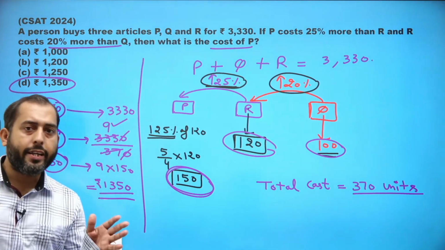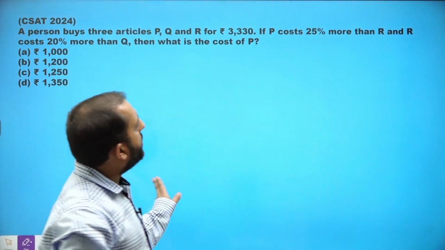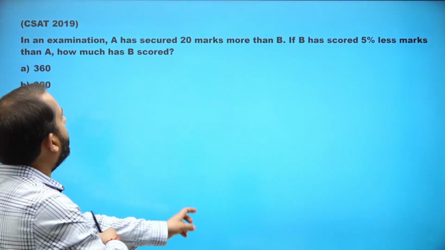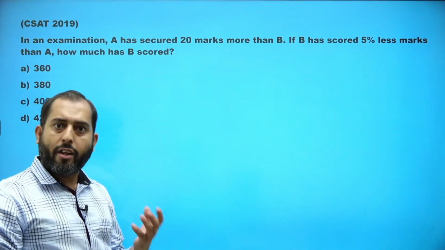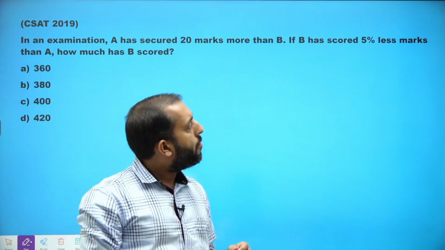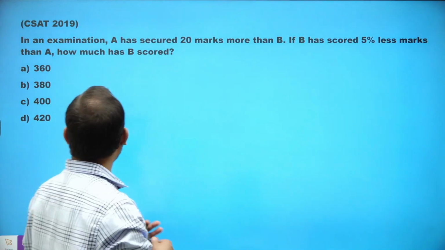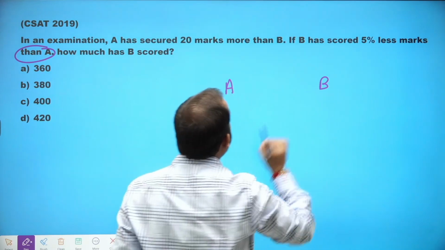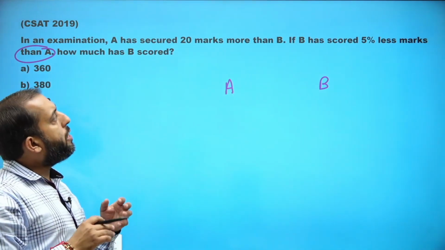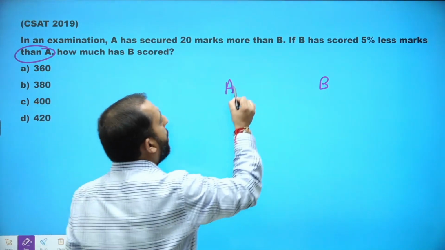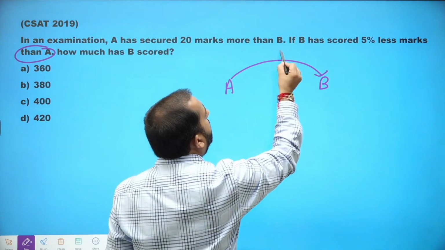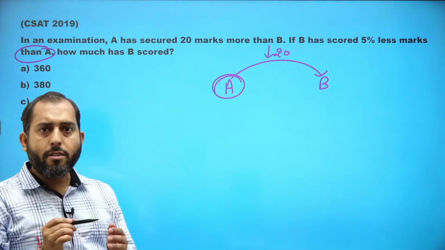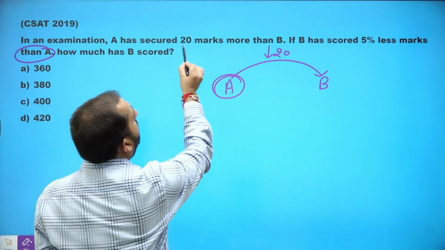Let's move on to the next question now. This question says, in an examination, A scored 20 marks more than B, and B has scored 5% less marks than A. So we have two people, one is A, another is B. A scored 20 marks more than B also means marks of B are 20 less than A.